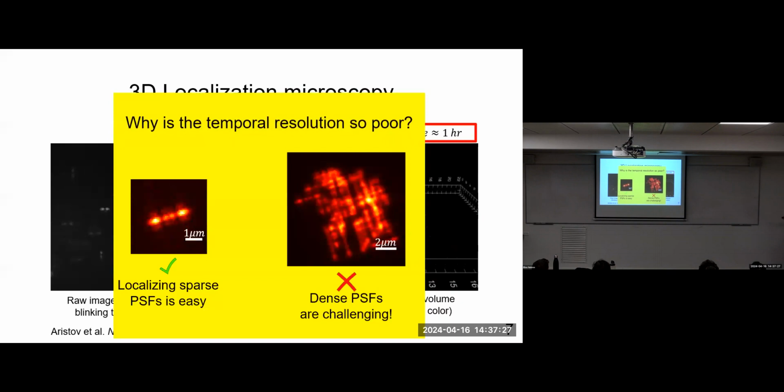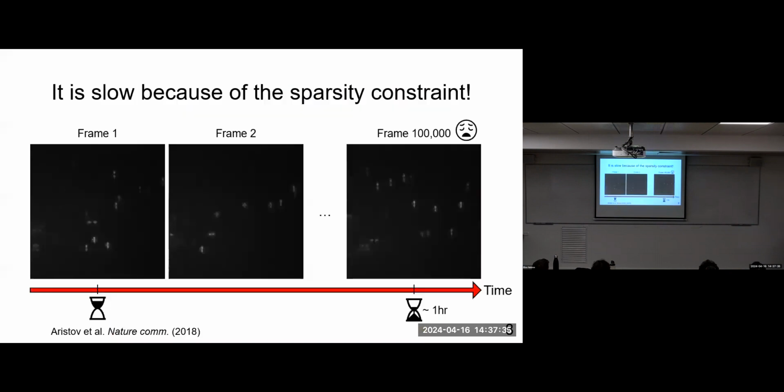Fitting sparse emitters you can do easily. If it's a single point source, you can fit it. But if you have lots of them and they're overlapping on the sensor, it becomes much more challenging. So basically, why is it slow? Because we need to acquire many, many frames. In fact, somewhere around 100,000 frames in order to reconstruct a single 3D volume.